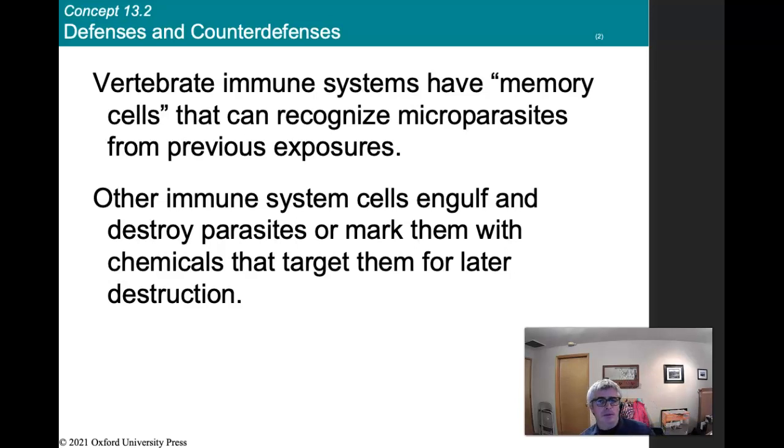The vertebrate immune systems have memory cells which recognize microparasites from previous exposures. And other immune system cells engulf and destroy parasites or mark them with chemicals and target them for later destruction. And so effectively our immune system is designed to recognize invaders, and then, having dealt with them once before, you've got the memory to deal with them more expediently the next time around.